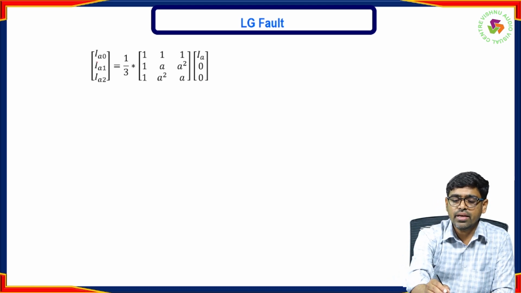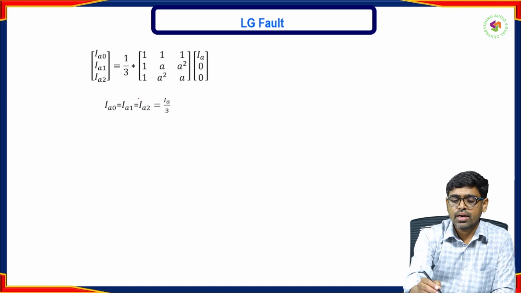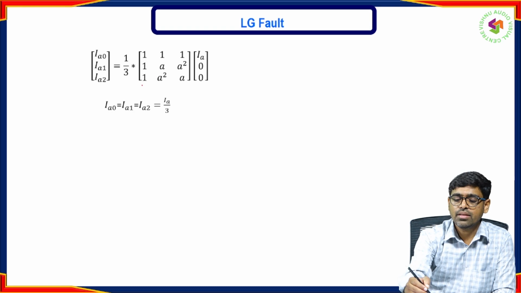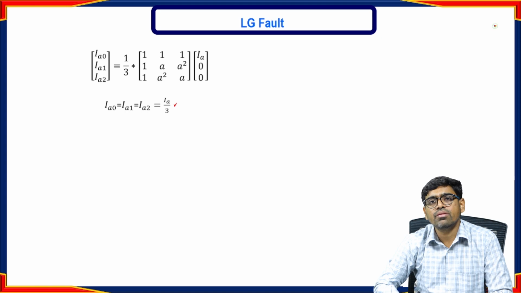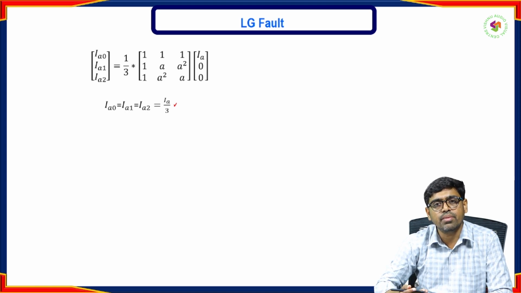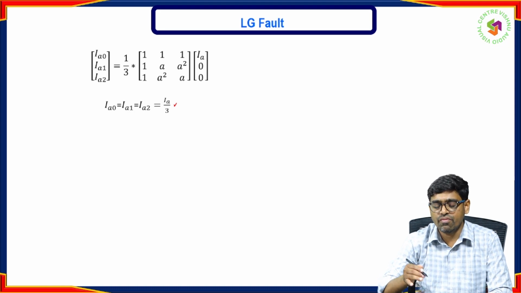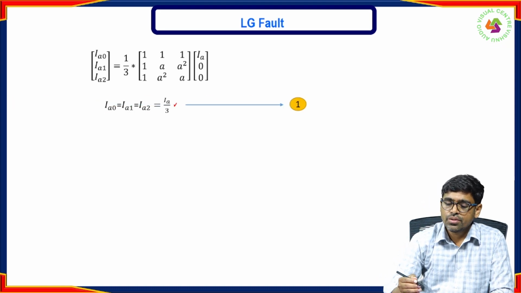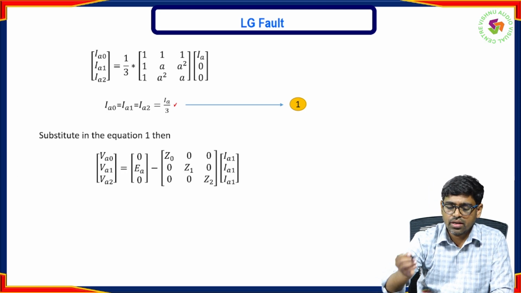Now we can realize that IA0 is nothing but 1 by 3 into IA, and IA1 also you can get. So IA0 equal to IA1 equal to IA2 equal to IA by 3. IA by 3 means all these positive sequence, negative sequence, and zero sequence component values are nothing but IA by 3. All these currents are equal. The same current will flow during this LG fault. Let this be equation 1.